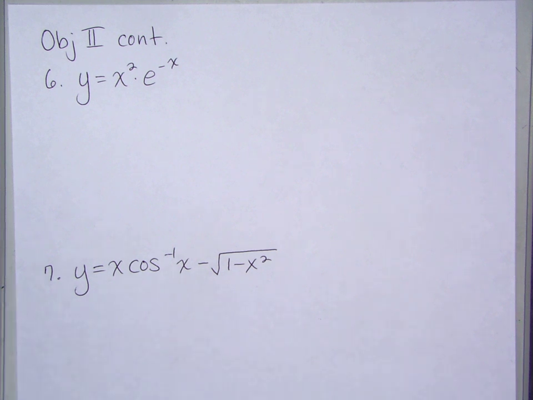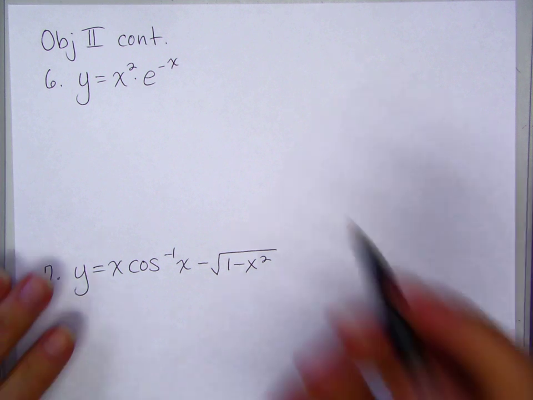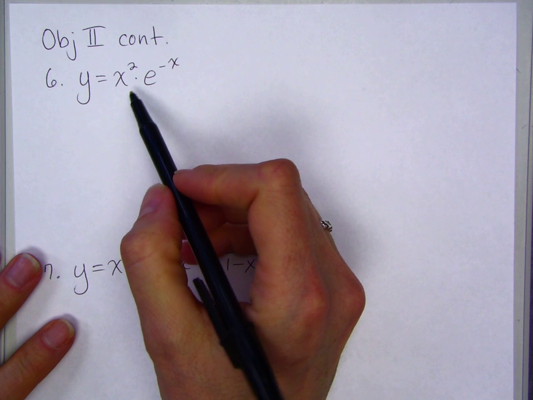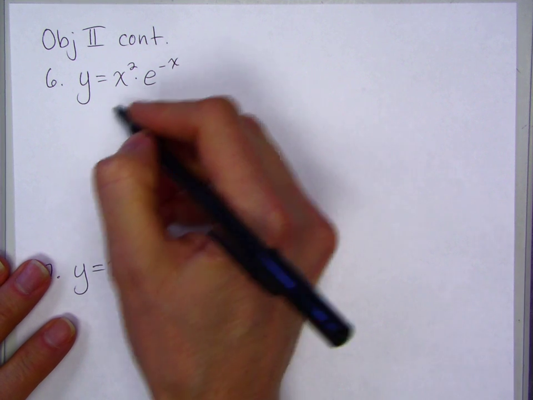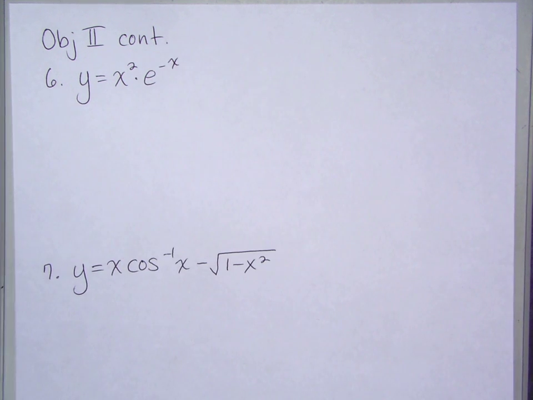All right, so here we go, number 6. Again, this is from Objective 2 on Chapter 5, Practice A. And we're finding derivatives, okay? So we're going to need the power rule here, the product rule here, the derivative of e to the power rule.